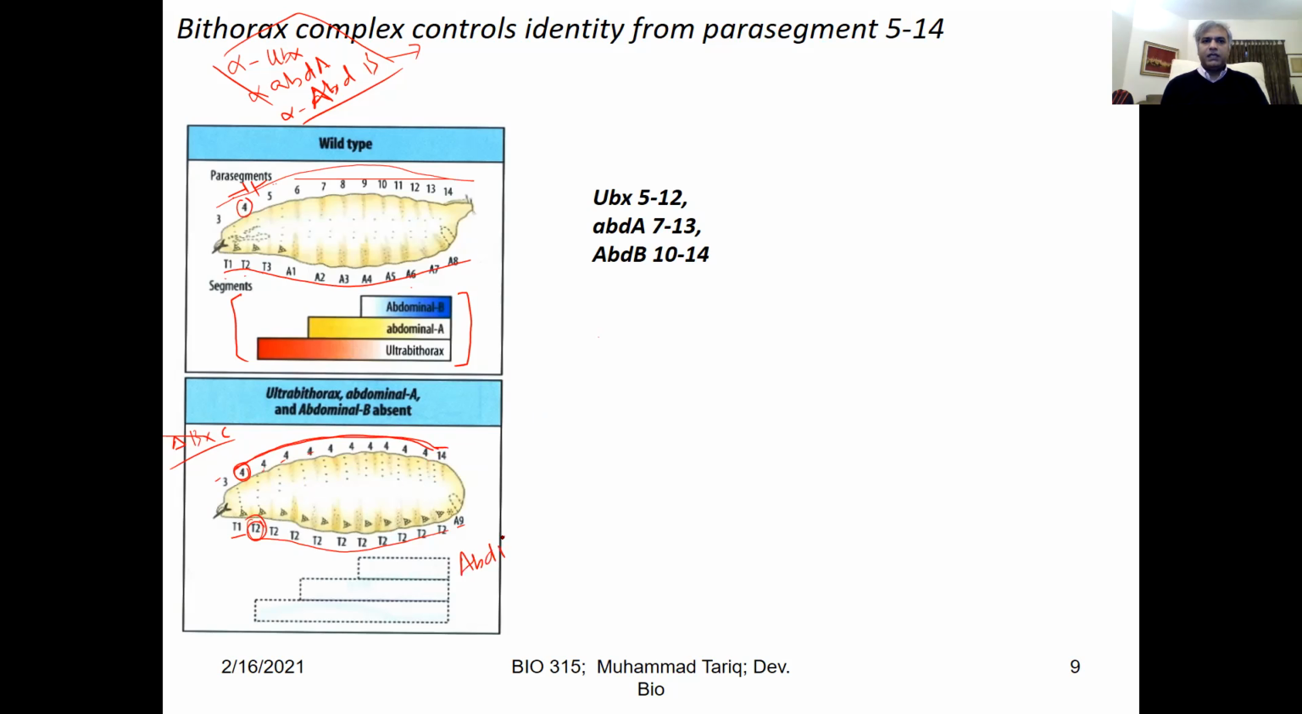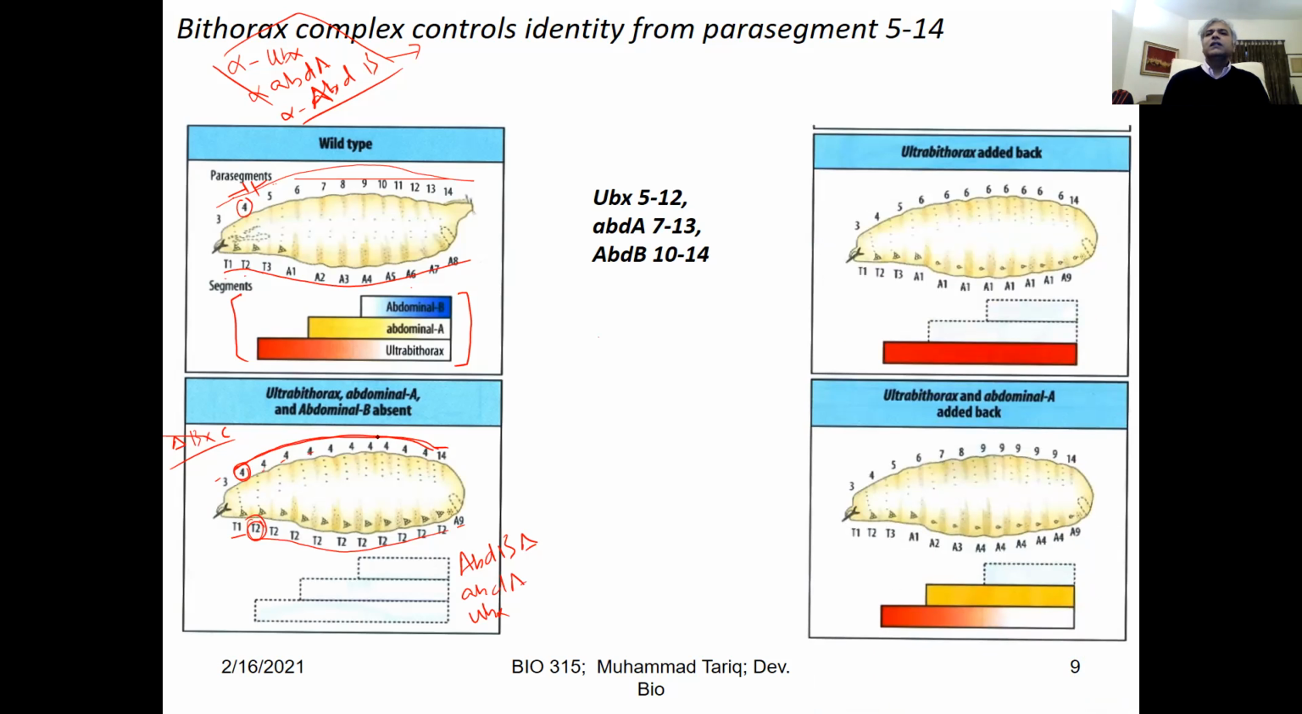Okay, we have this now. ABDB is absent here. ABDA is absent. UBX is absent. And this is a morphological phenotype which is definitely not going to be viable.